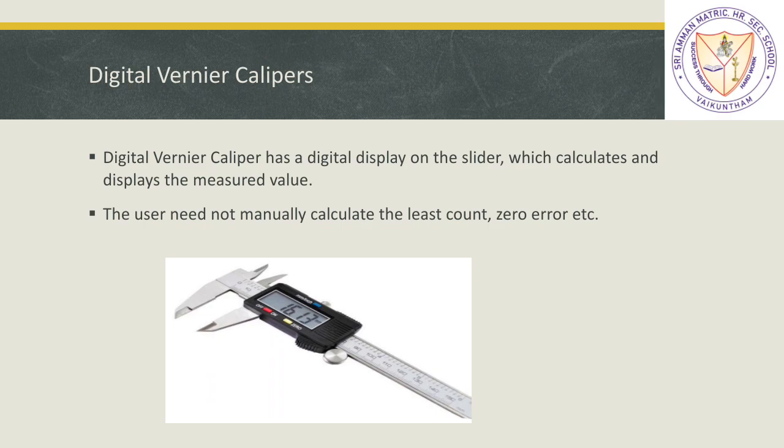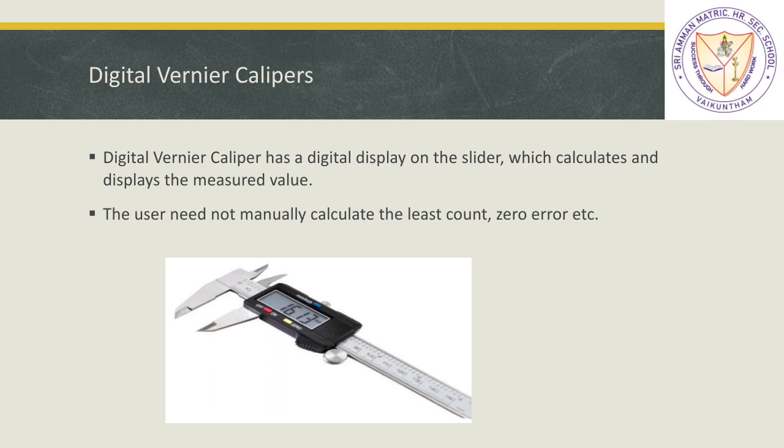There are two jaws as usual. There is a thick steel strip, which is nothing but our main scale, and there are two jaws, regular, like in the case of normal vernier calipers. Instead of the vernier scale, you are given a digital display, where you can directly read the reading.